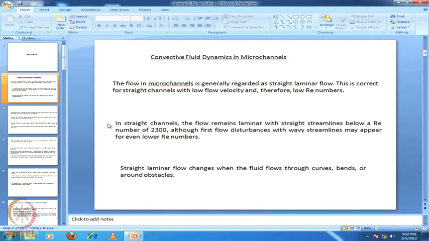So, we are going to concentrate today on flow in microchannels, which are generally regarded as straight laminar flow, but in straight channels the flow remains laminar below a Reynolds number of 2300. Though we start to see disturbances with wavy streamlines that may appear even at lower Reynolds number, and there is obviously a range of Reynolds number beyond 2300 for which we may expect truly turbulent flow. Now, as I was telling you before, the straight streamline or laminar flow changes when the fluid flows through curves, bends or around obstacles.